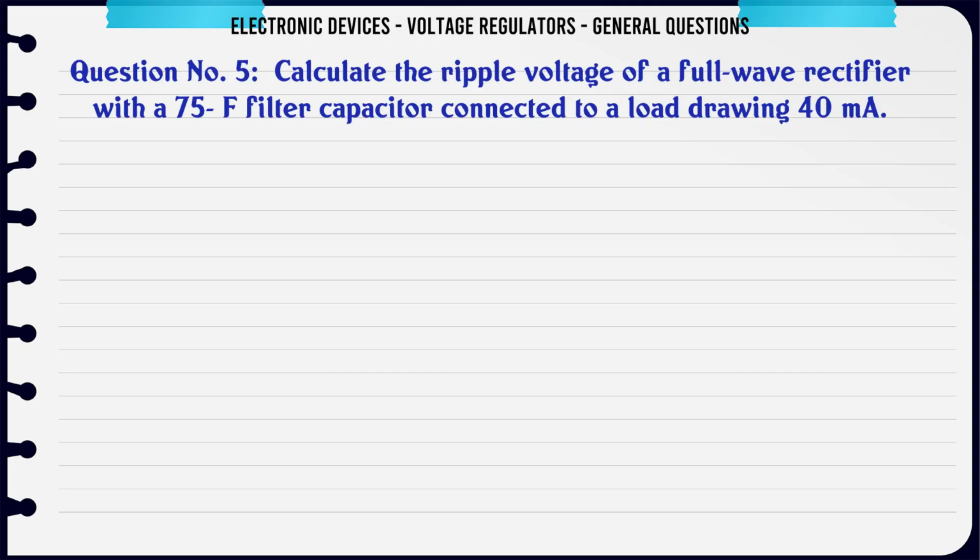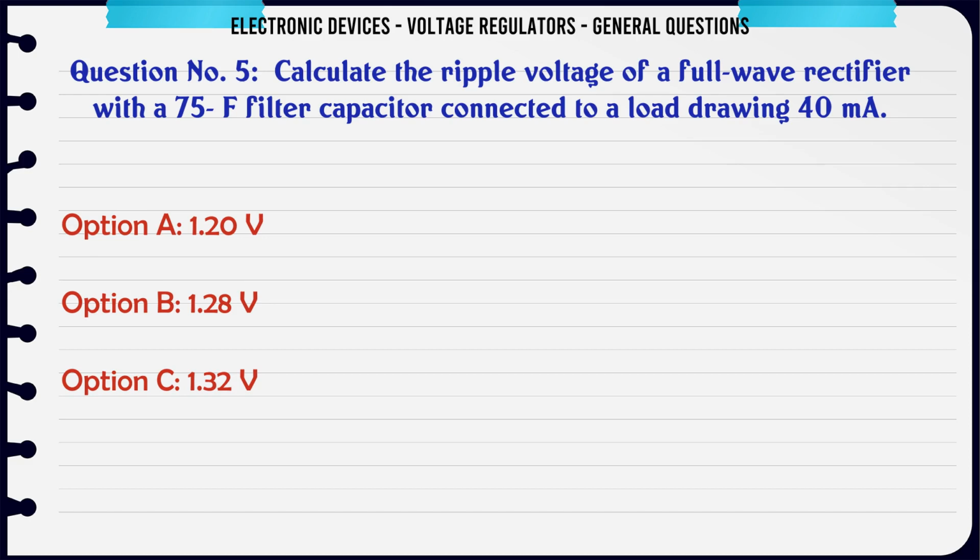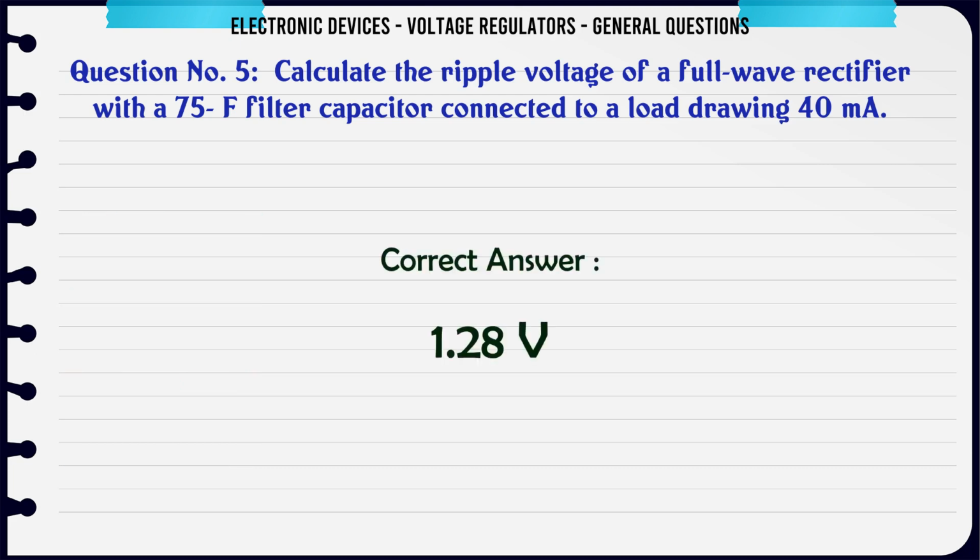Calculate the ripple voltage of a full-wave rectifier with a 7.5 μF filter capacitor connected to a load drawing 40 mA. A. 1.20V, B. 1.28V, C. 1.32V, D. 1.41V. The correct answer is 1.28V.